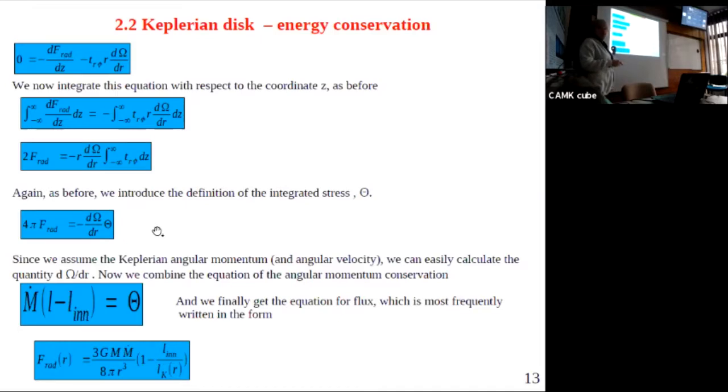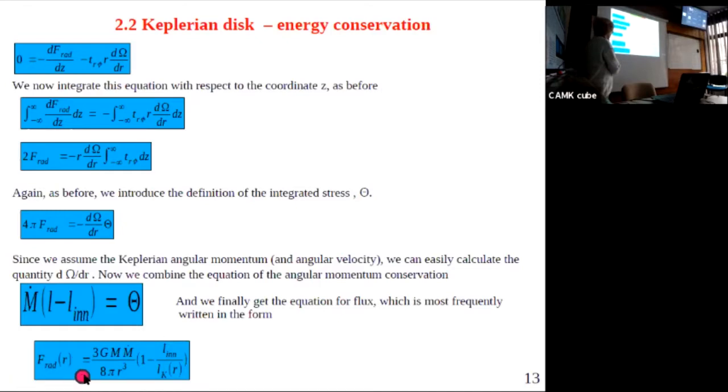Omega is the Keplerian angular velocity. So here you have a derivative, but you know how to calculate the derivative of something which changes like r to minus 3 halves, 1.5. How to say 3 halves in English? 3 halves. Okay, whatever, 1.5.